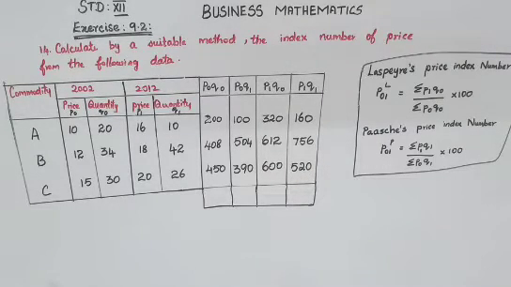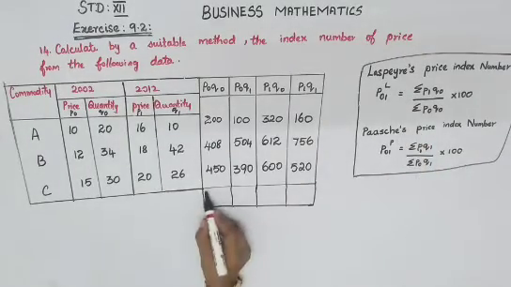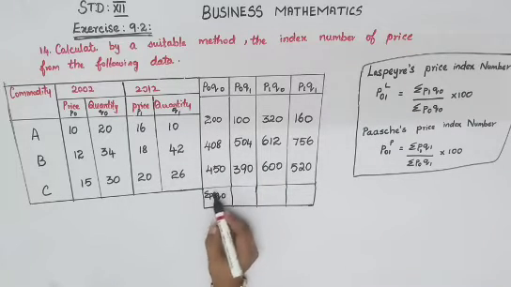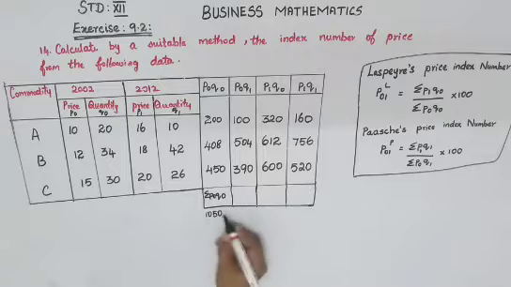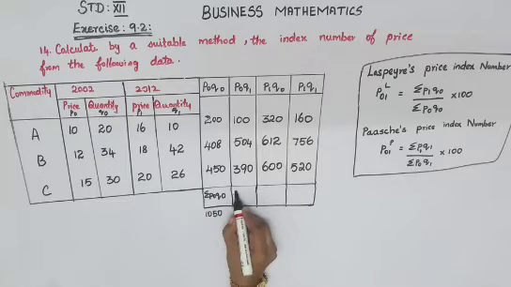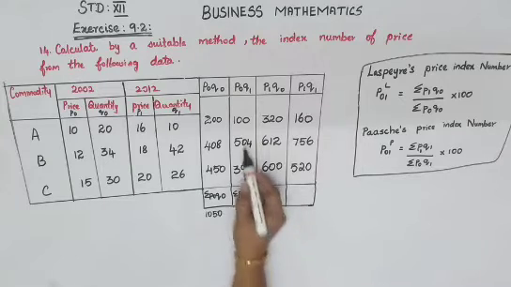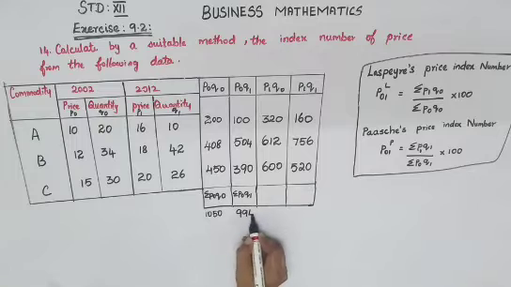Now we need sigma. In the formula, sigma is everywhere. Sigma is nothing but the summation of these values. So sigma P naught Q naught, adding all these, you will get 1050. Next, sigma P naught Q1 you have to find. Add all these, you will get 994.